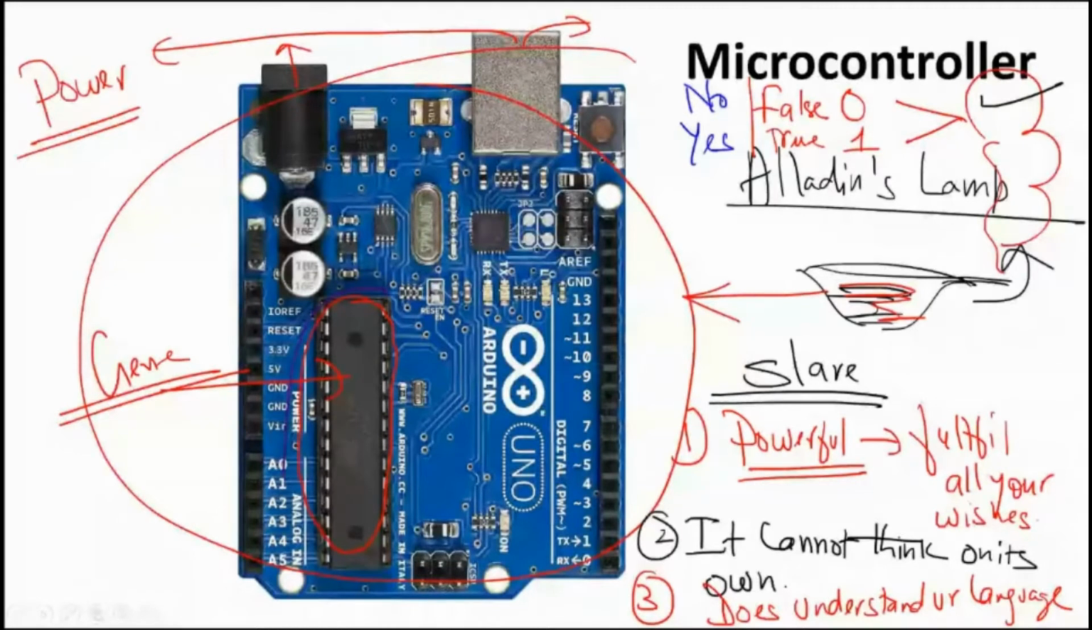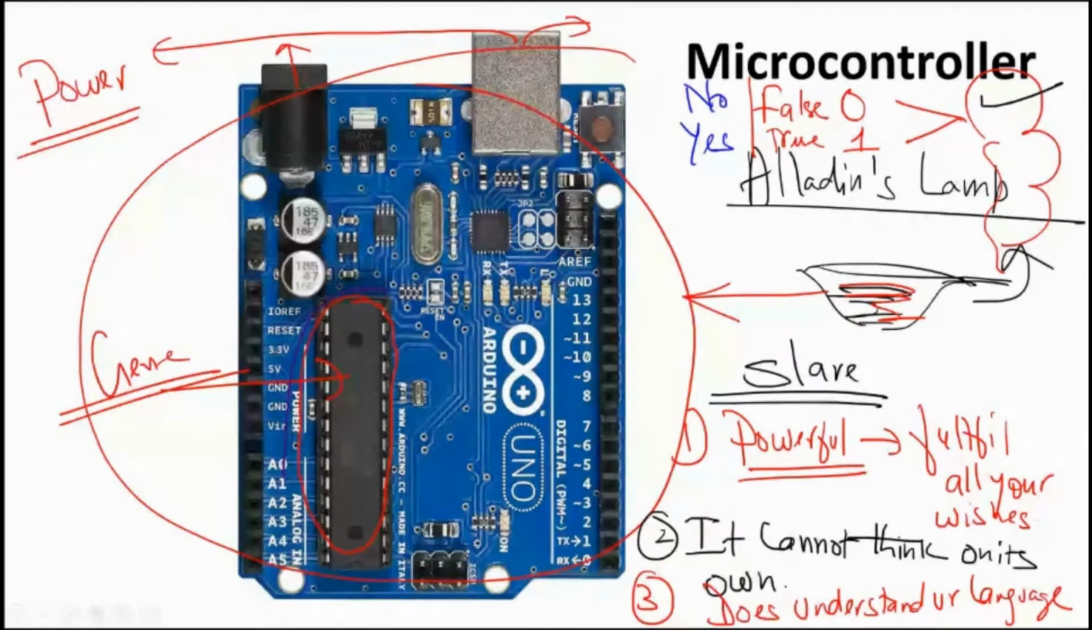Second point, this genie is a dummy fellow. He cannot think on his own. Though he is very powerful, he is not smart. It is necessary that the master of the genie gives instructions to that slave. Coming back to this board, this microcontroller, which is the genie for me, is very powerful, but it cannot perform anything on its own unless I give instructions to the microcontroller as to what it has to do.